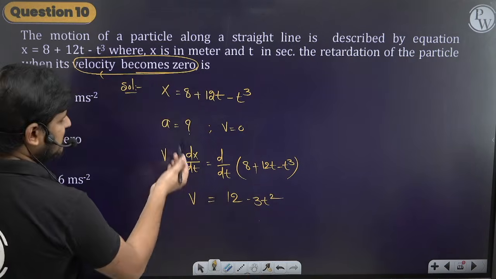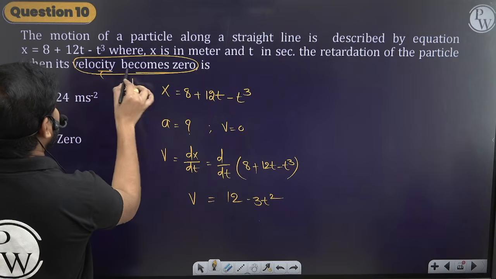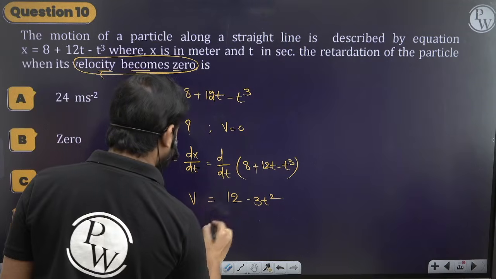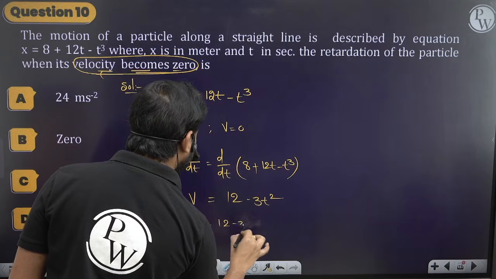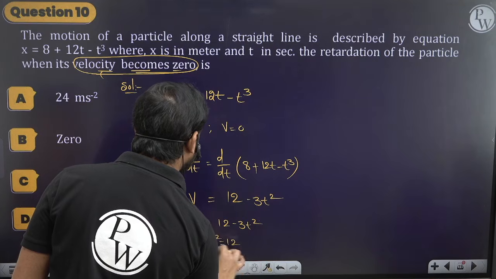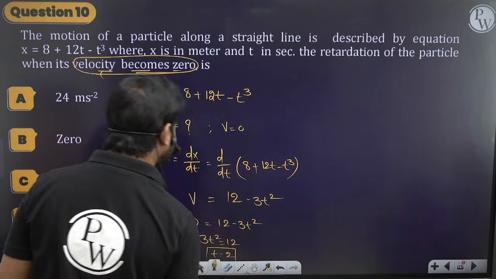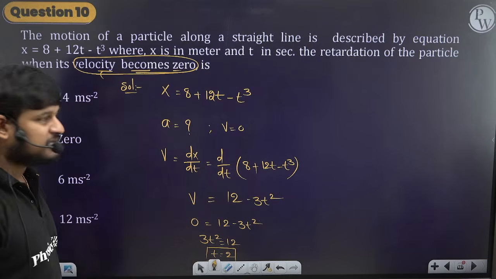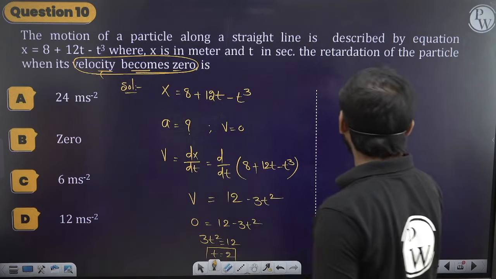Then also find the acceleration. They said when velocity becomes 0. So velocity is becoming 0 at what time? Let's see. 3t square is equal to 12. Then t will be equal to plus or minus 2. So t is equal to 2. At t equal to 2 seconds, the velocity is becoming 0. Now at this point, we have to find the acceleration. What is the acceleration function first?